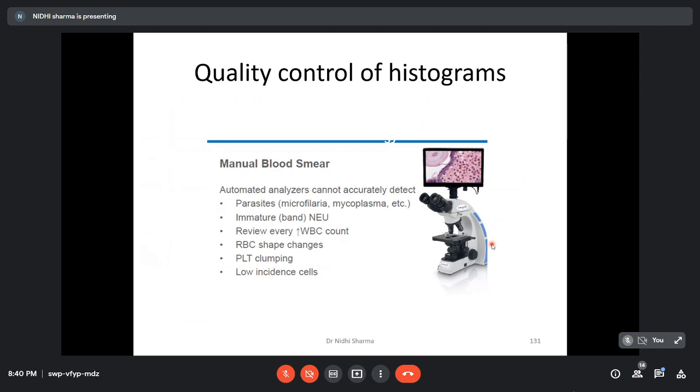So we have discussed the RBC, platelet, WBC, and retic histograms. What is important is that, just like any other test in your lab, even histograms require quality control. The best quality control for your histogram is to check that the population you expect when looking at a histogram is the same population you see in your peripheral blood smear.